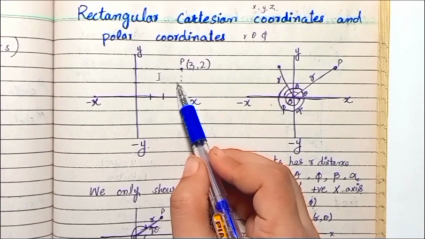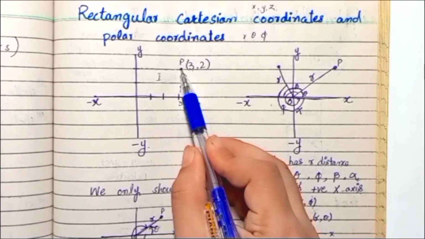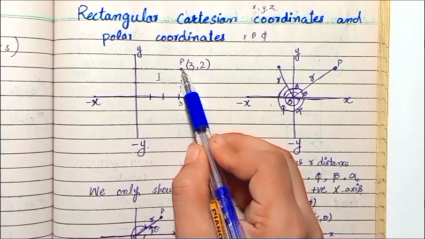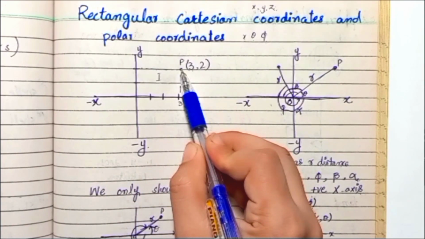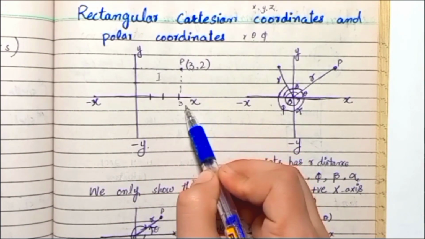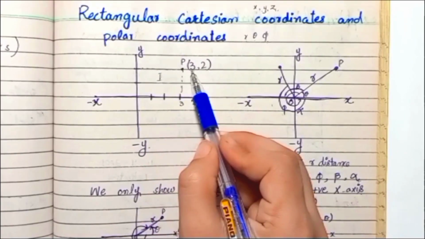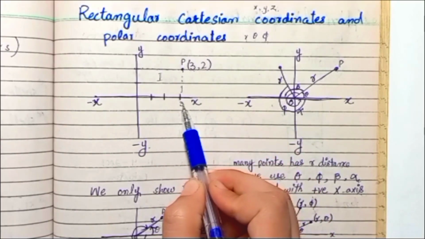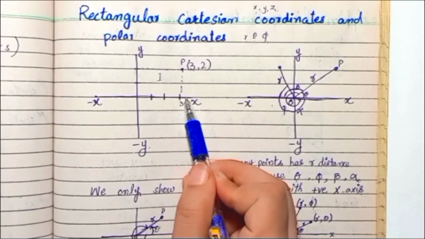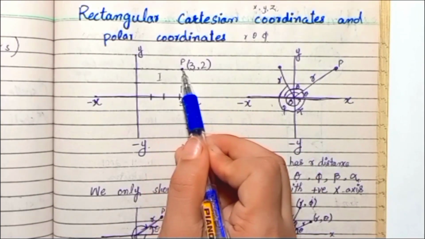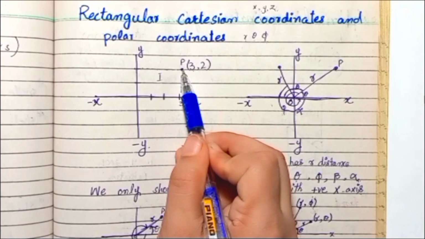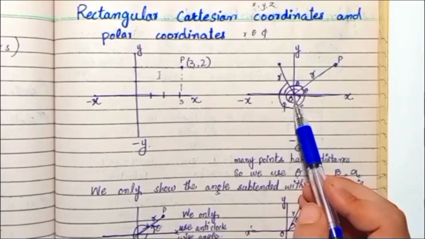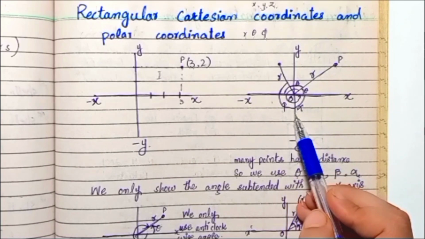In two-dimensional space, the position of any point can be found in terms of the x and y axes. Suppose this is point P. Its position will be defined in terms of the x and y axes. Point P has position 3, 2, where 3 is the distance of point P from the x-axis and 2 is the distance of the same point from the y-axis. So this is the position of P in terms of x and y coordinates. Here are also Cartesian coordinates.